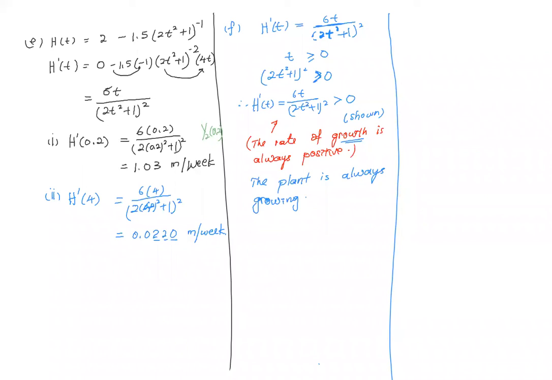Instead of saying the height of the plant is always increasing, you put it in layman's terms: the plant is always growing. Whenever they ask us what is the significance of it, what is the meaning of it, we make sure that a person who doesn't know maths can understand what you say. But if you say the height of the plant is always increasing, I will give you full marks also. So you have to understand for next time.